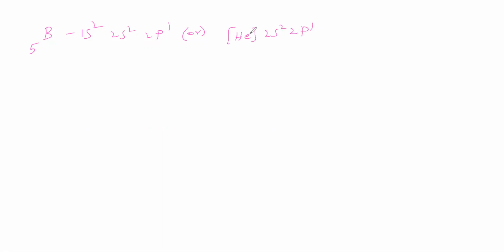This is not going for chemical reaction. 2s2 2p1 is going for chemical reaction. So 3 electrons are involved in chemical reaction. So number of valency electrons is 3. Valency shell is 2s2 2p1 for boron.